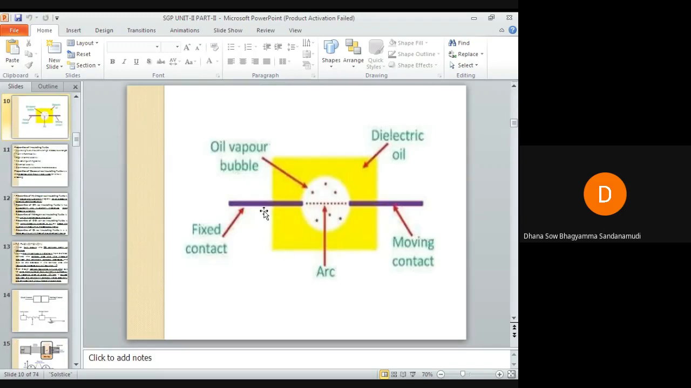You can see here, this is the fixed contact and this is the moving contact. The moving contact has moved away from the fixed contact. This straight dotted line is nothing but the arc. This is the dielectric oil surrounding the fixed contact and the moving contact. When this dielectric oil comes in contact with the arc, since the arc generates heat, the oil gets vaporized. You can see the white portion of oil vapor bubbles. This is the operation; in detail we'll discuss later on.